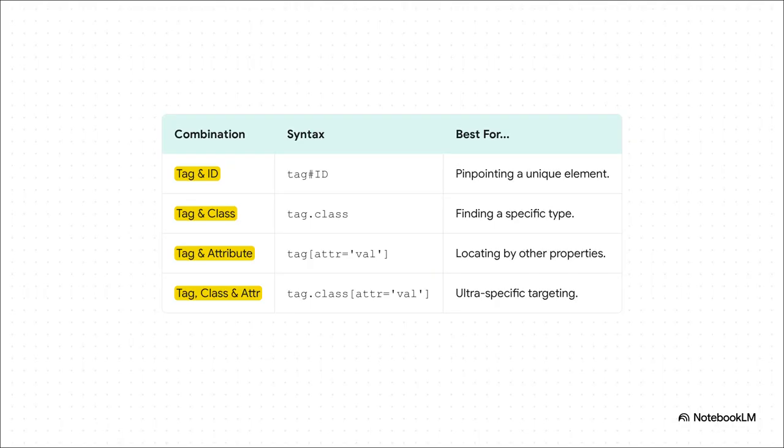Okay, so this is where the real fun begins. We can start mixing and matching these building blocks. We can combine a tag with an ID for super precise targeting. That's perfect when you know an element has a unique ID. Or maybe you use a tag and a class to find a certain kind of thing, like a button. But for those really tricky situations, you can get even more specific. You can add in another attribute or even combine all 3. Think of this whole table as your playbook for crafting the perfect locator every single time.